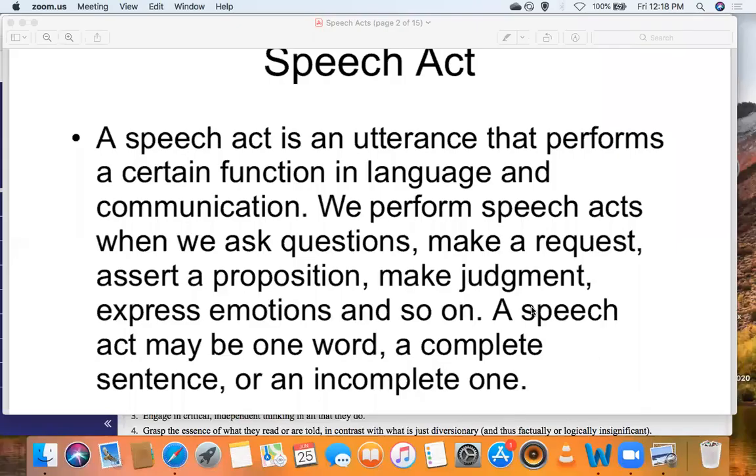So when we make a sound, it's called a speech act. When we want to start talking about the types of speech acts, then we are talking about the function that the sounds we make are performing. So since we make sounds for different purposes, we're talking about different kinds of speech acts. When we ask questions, when we make a request, when we make a proposition, when we make a judgment, when we express our emotions, these are all speech acts. So we're going to be looking at them one by one.